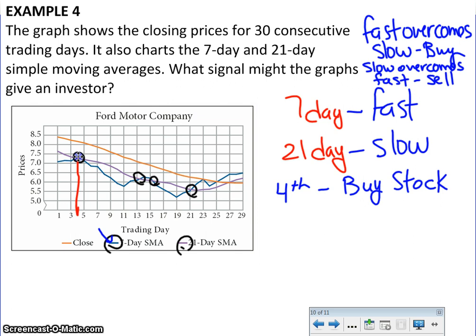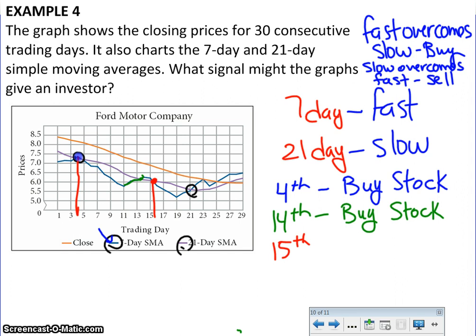So the next time a crossover happens here, it's somewhere close to the 14th day, we'll say. On that 14th day, again, that fast mover overtook the slow mover. So again, we're going to buy stock. But the next time we're looking at here, probably closer to the 15th, now the slow mover overtook the fast one. So in that case, we want to sell the stock.